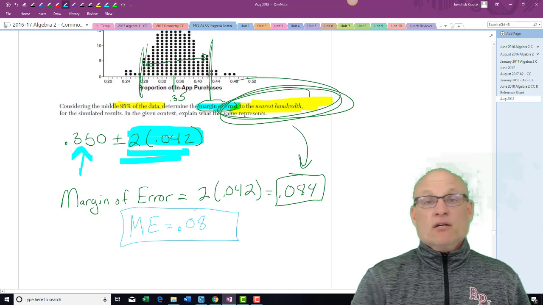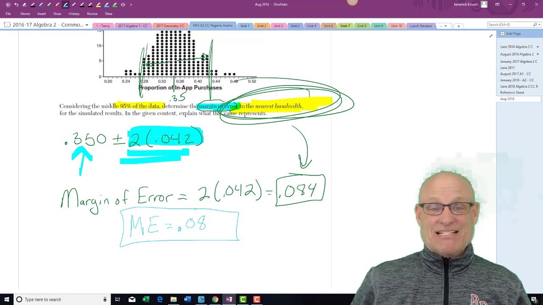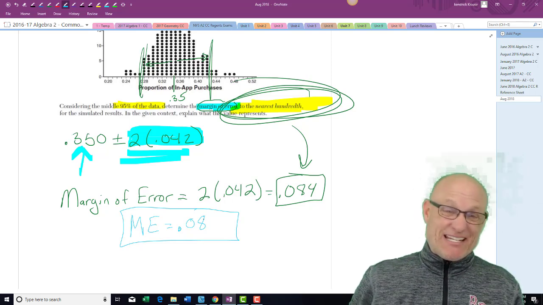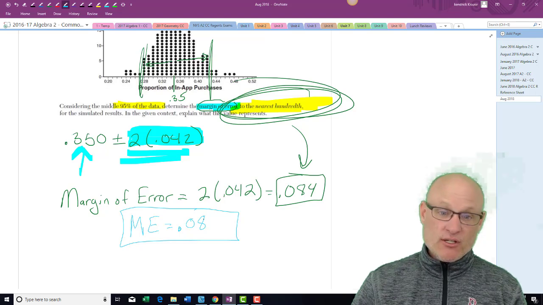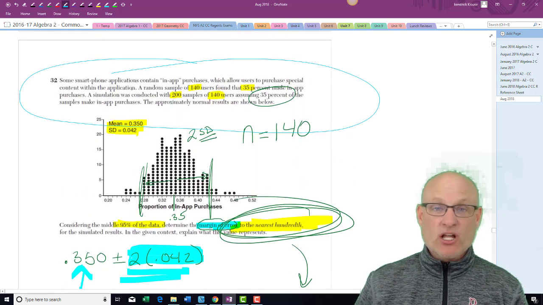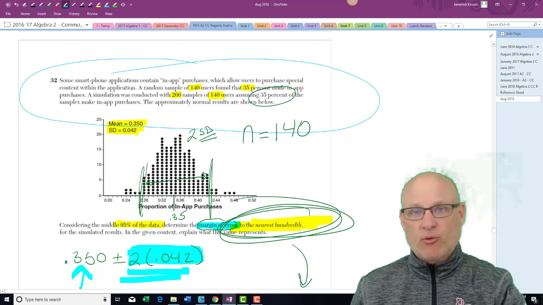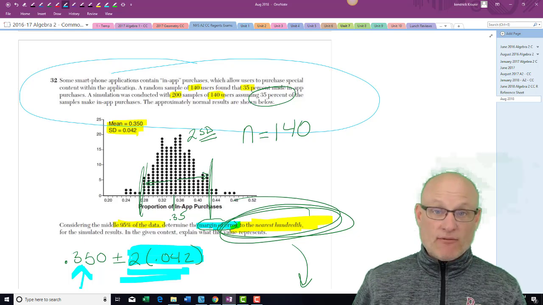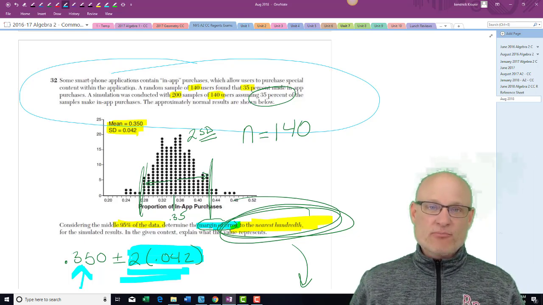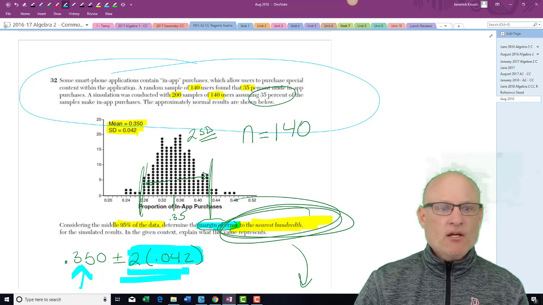Now, got 1 point, because the rest of it says, in context, explain what the value represents. In other words, I almost didn't need any of this up here, because it's all about blah, blah, blah. Tell me what my 95% confidence interval is. Tell me what 95% margin of error is. However, because I have to explain in context what this margin of error represents, I got to do a little bit of wordsmithing.